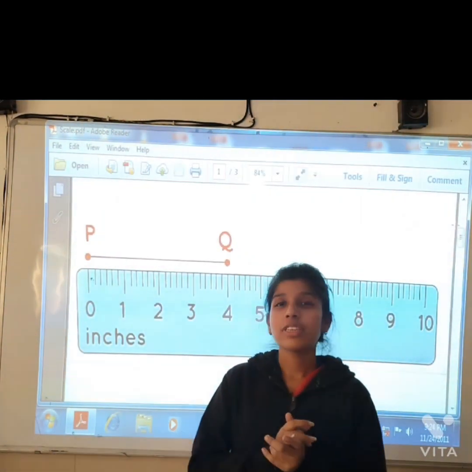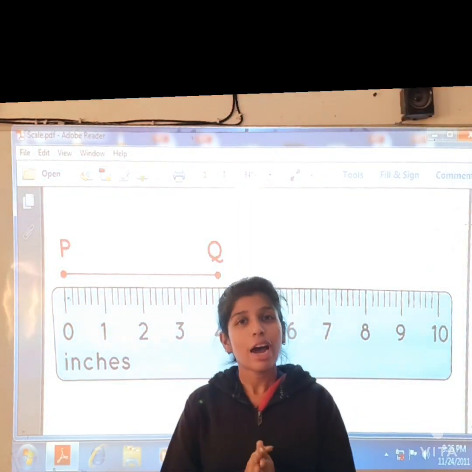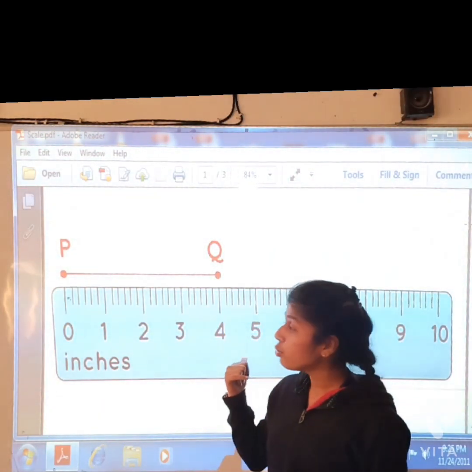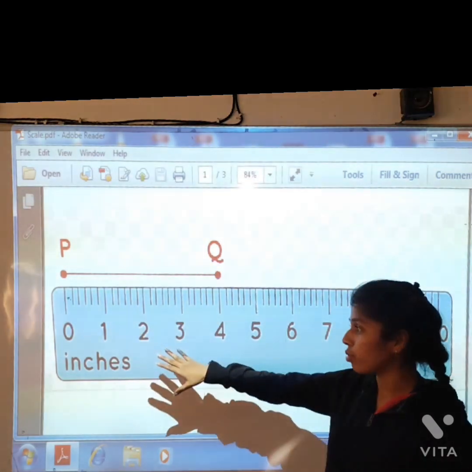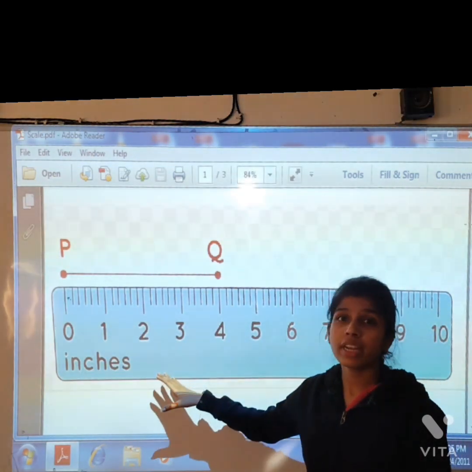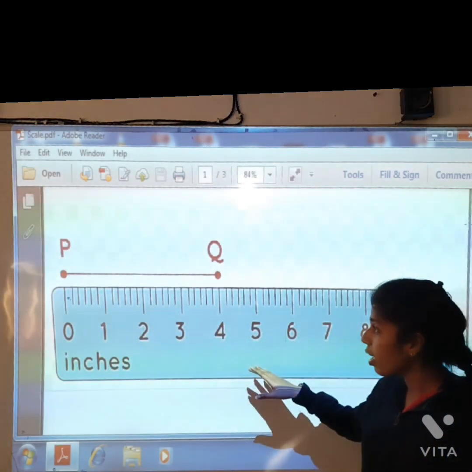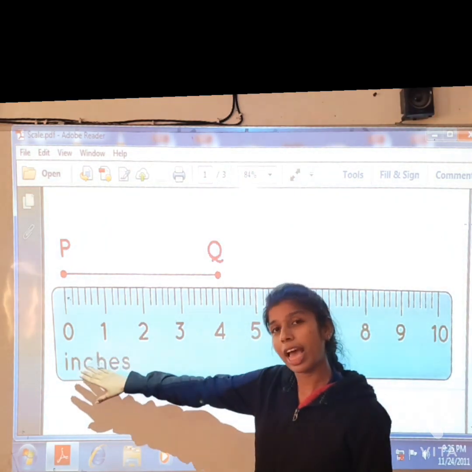So today, this is my second class of chapter geometry. Today we learn how to measure a line segment with the help of a ruler. Okay, so here you see on the board, this is a scale. In mathematics language you say this is a ruler. We draw line segments with the help of this scale.